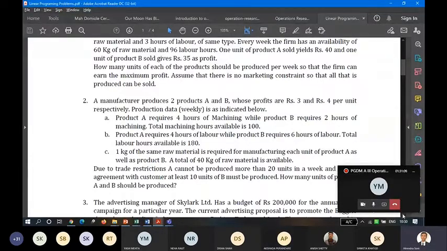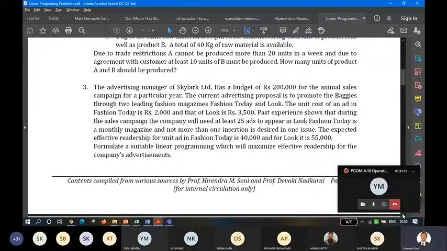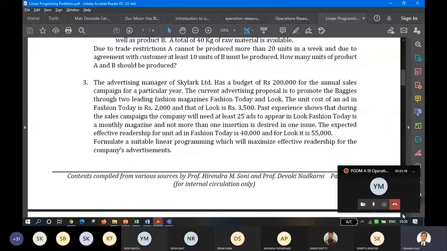Sir, can we take up this third one? The advertising manager of Skylark Limited has a budget of 2 lakh for the annual sales campaign for a particular year. The current advertising proposal is to promote the baggies through two leading fashion magazines, Fashion Today and Look. The unit cost of an ad in Fashion Today is 2,000 and that of Look is rupees 3,500. Past experience shows that during the sales campaign, the company will need at least 25 ads to appear in Look.